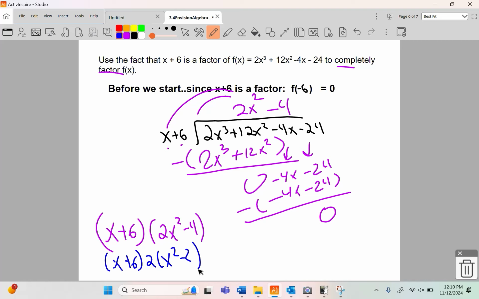Where does that 2 actually belong? It belongs in front. It just looks weird in the middle. That's the completely factored form. Does x squared minus 2 factor with nice numbers? No, it doesn't. It does factor, but not with nice numbers. It's not in the Algebra 2 standard anymore. It's actually x plus root 2, x minus root 2.